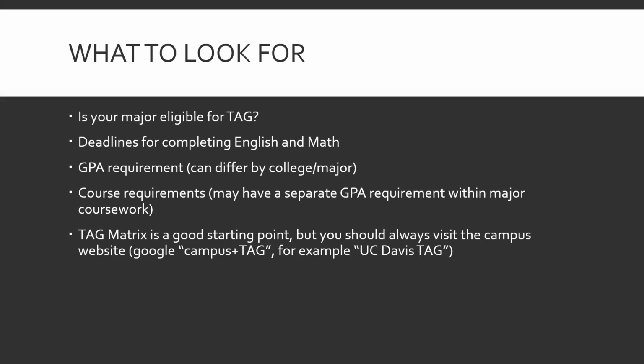And then the TAG matrix, again, is a really good starting point, but I would always recommend visiting the campus website. They have the links in the TAG matrix, or you can just Google the campus plus TAG. So for instance, Google UC Davis TAG, and it should bring up the TAG page for Davis within that search. These are just things that you want to look for as you're early in the TAG process to make sure that you're going to have all of your requirements completed.